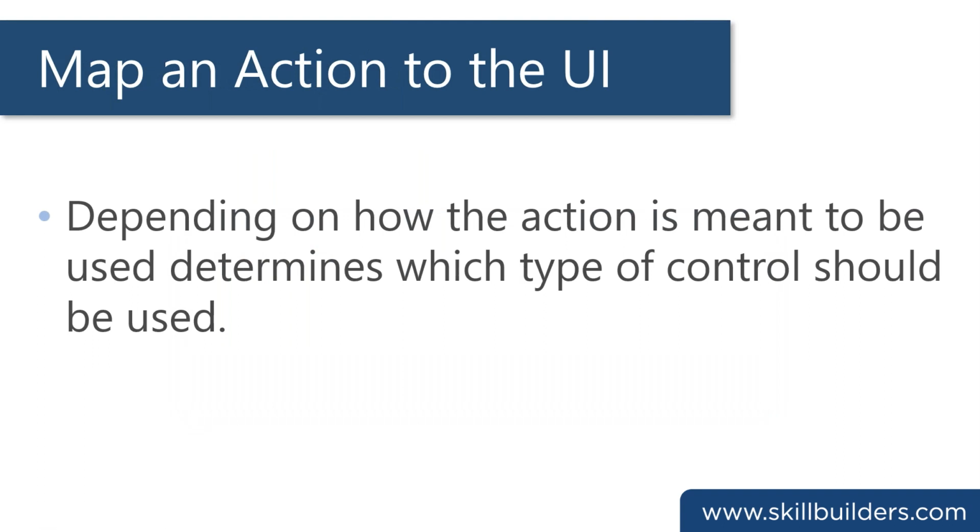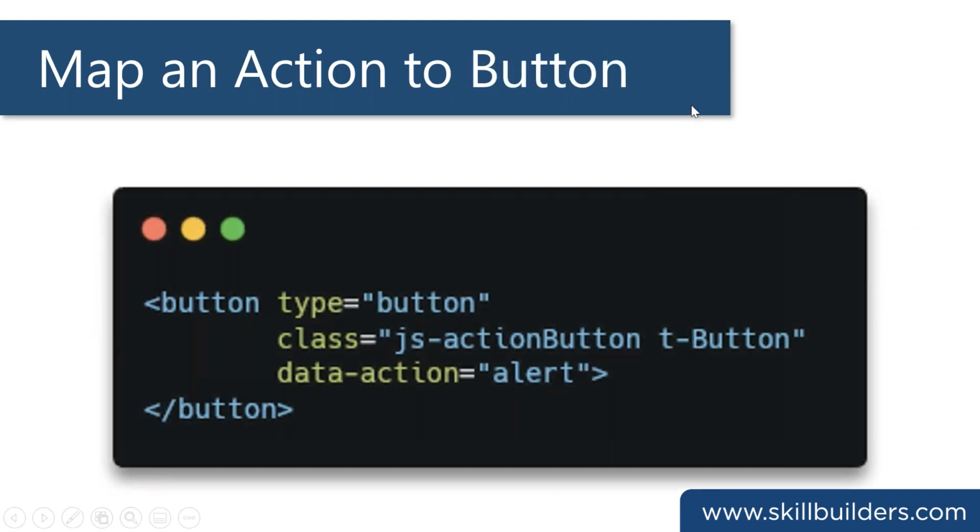How do we actually map those actions to a UI control? Just a moment ago, you saw me click on a button and then it performed a canned alert. And depending on how the user is meant to interact with this action, we need to make sure that we pick the appropriate control for our users. And in this case, I want to register a button on my screen that will invoke an action.